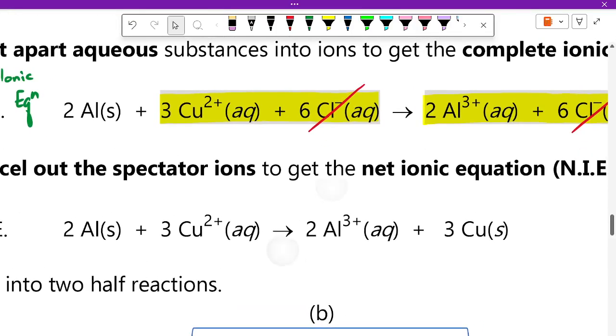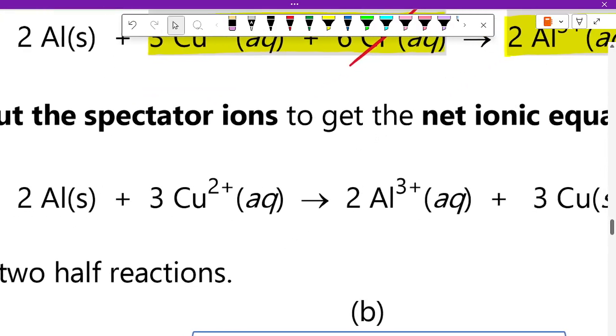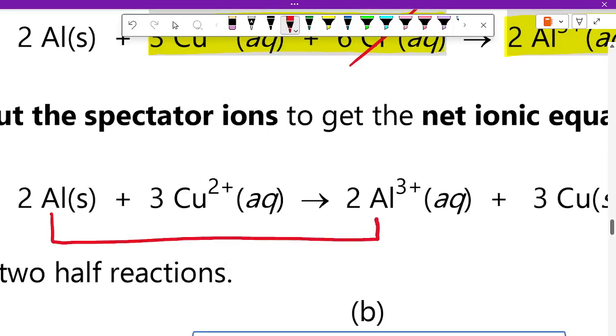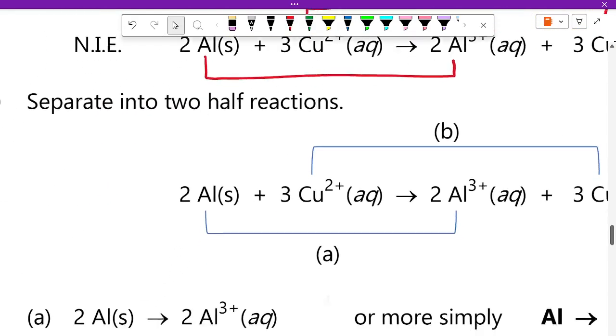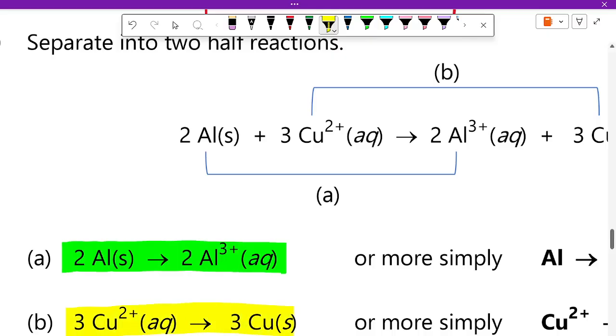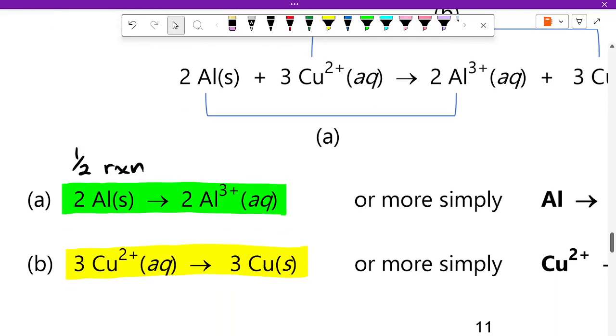Okay, so here is our net ionic equation. And then you take the two species that are the same, so aluminum pairs with aluminum and copper pairs with copper, and you separate those out. So you end up with all the aluminum over here, and you end up with all of the copper in a separate half reaction. So this is now our half reaction.